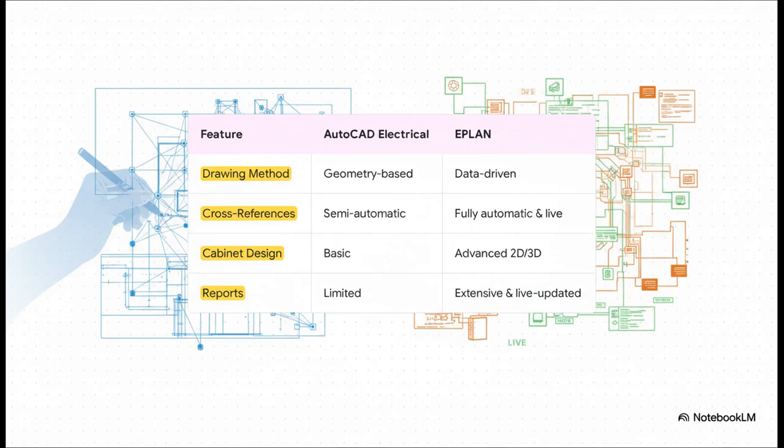Look at AutoCAD Electrical. At its core, it's geometry-based. It's about drawing really smart lines and symbols. EPLAN, on the other hand, is completely data-driven. Cross-references? In CAD, they're often semi-automatic. You might have to update them manually. In EPLAN, they are 100% automatic and always live. And then you get to things like 3D cabinet design and generating reports. Honestly, it's not even a fair fight. The difference is just night and day.